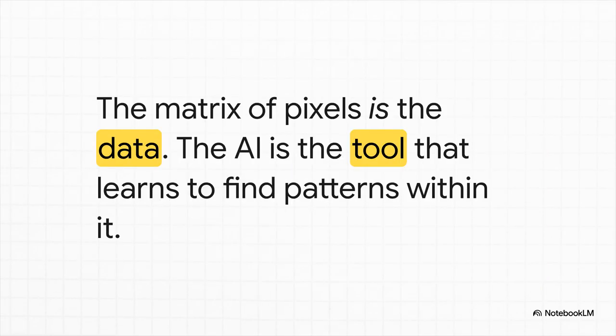So here's the absolute crucial takeaway. The matrix of pixels is the data, and the deep learning model is the phenomenally powerful tool that learns to find patterns within that sea of numbers. When an AI sees a cat, it's not seeing fur and whiskers, it's recognizing a specific recurring mathematical pattern of pixel values that it's been trained over and over to identify as cat.